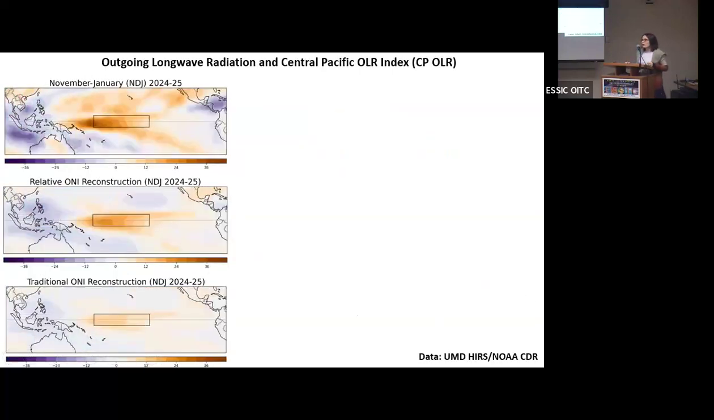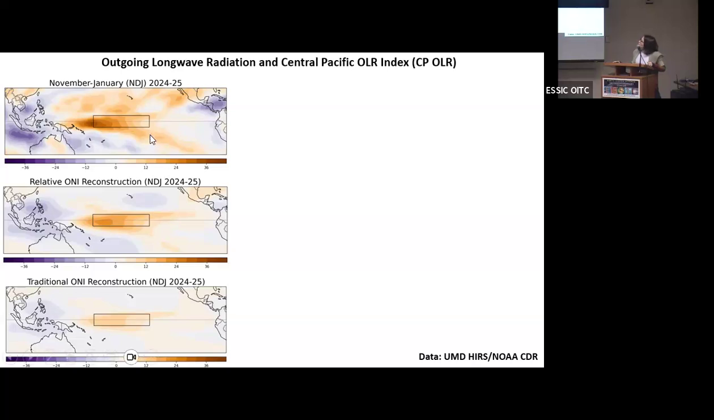This is Central Pacific OLR. I'm using a University of Maryland data set. Yay. I was very proud to swap that in. I also did it with the CPC ones. They're pretty similar, so that's good. This is outgoing longwave radiation. And the Central Pacific OLR is very simple. It's just this box region here. And this is strongly correlated with Nino 3.4, which is how we identified it.